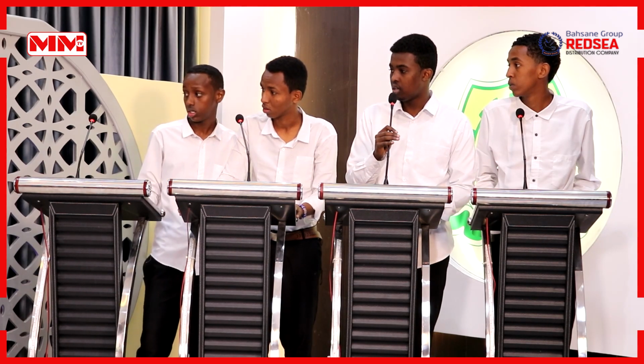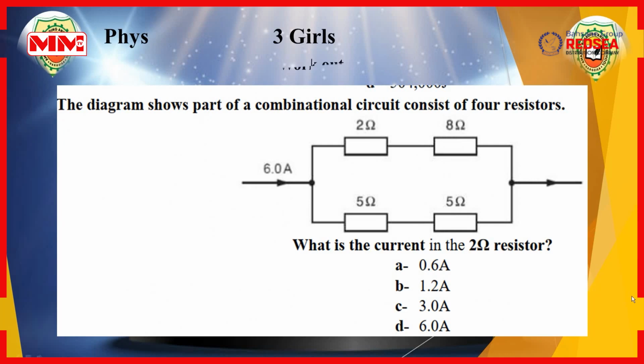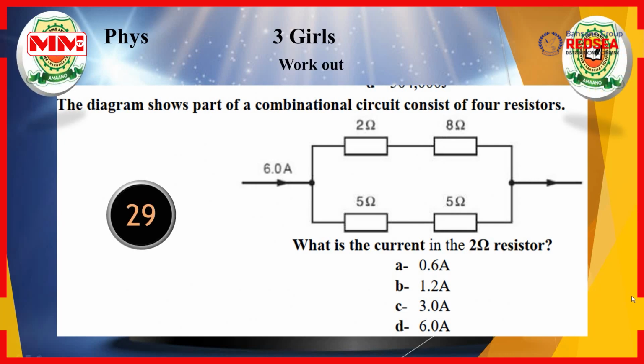B, B, B. B, that's correct for the boys. Move to the girls. The diagram shows part of a combinational circuit consisting of four resistors. So you can see that. What is the correct answer? What's the current in the 2 ampere resistor?